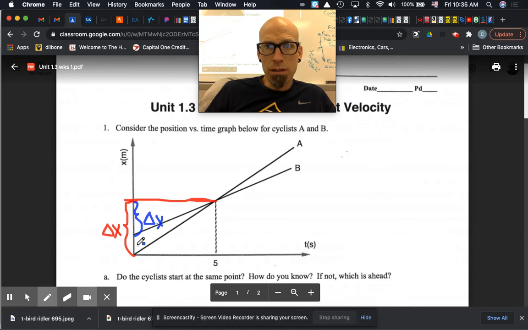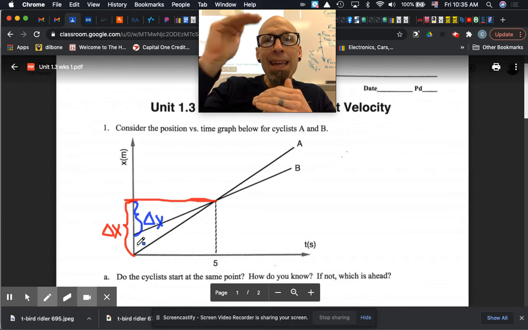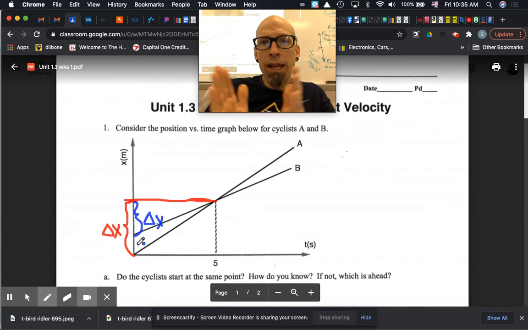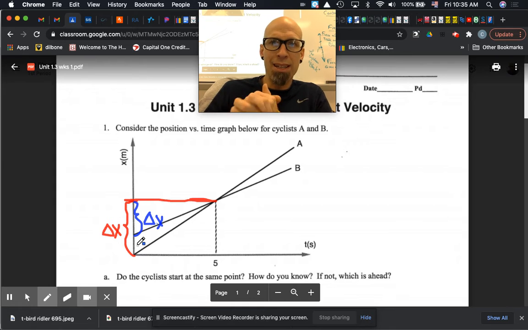So A is faster. It's just plain faster. Even though they're at the same place, A went further to get there in the same length of time than B did. I hope that makes sense. So they're at the same place. Now, that still doesn't answer the question.